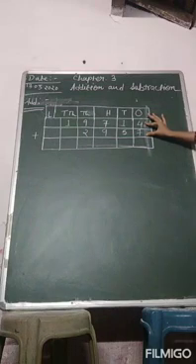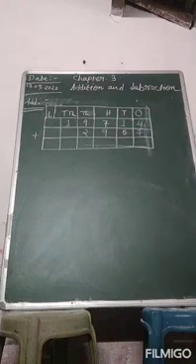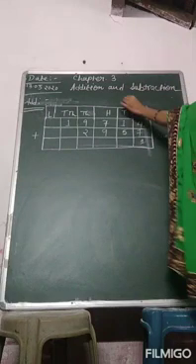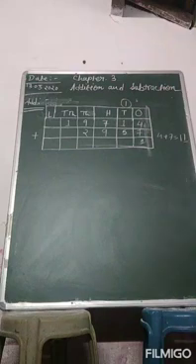So students, first we will add 4 plus 7. 4 plus 7 means 11. So place the digit 1 in the ones place and regroup the digit 1 to the tens column like this. Now notice the carryover from the ones place to the tens place.